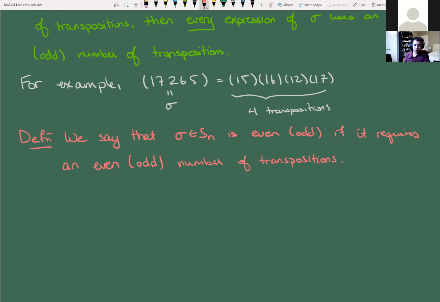Okay, so if you hear me say even transposition, you'll know what that means, and if you hear me say odd transposition, you'll know what that means. But now here's a little thing that we have to be careful about.